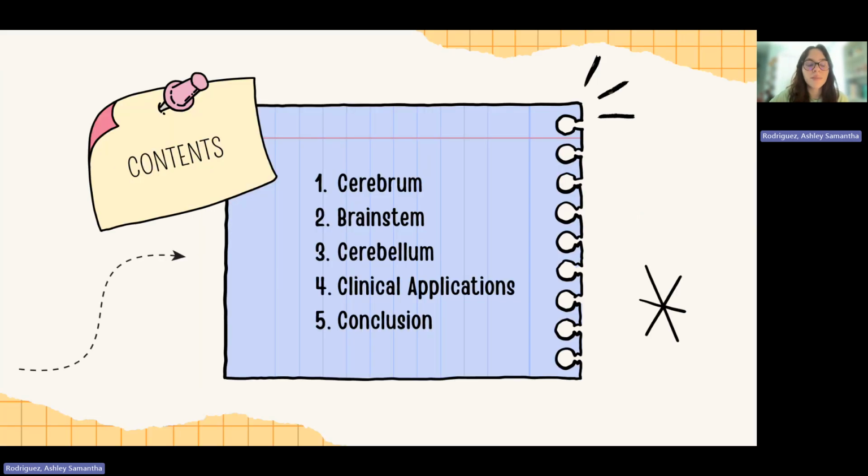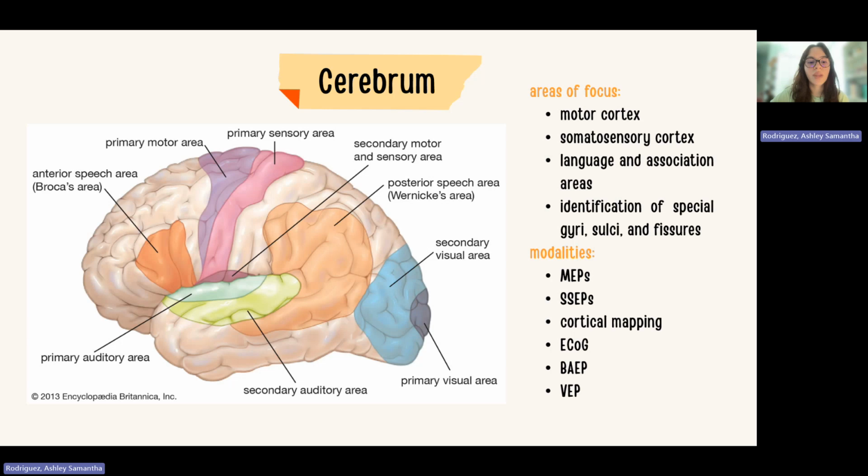So I decided to split these structures up into the cerebrum, brainstem, and cerebellum locations. And then in between each, I'll talk about some clinical applications and then go on to a conclusion. To begin with the cerebrum, some of the major structures or regions of focus in IONM are the motor cortex, the somatosensory cortex, and the language and association areas.